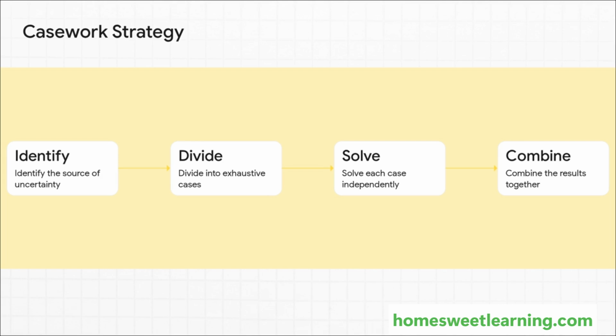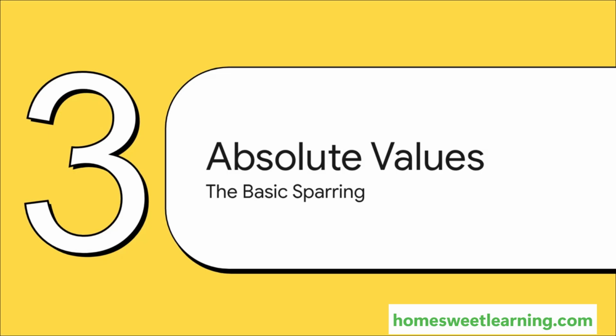Step 2, divide the problem into exhaustive and non-overlapping cases. This is critical. Every single possibility must belong to exactly one case. No gaps, no overlaps. Step 3, solve each case independently under its own specific assumptions. And finally, step 4, combine your results. It's that simple.